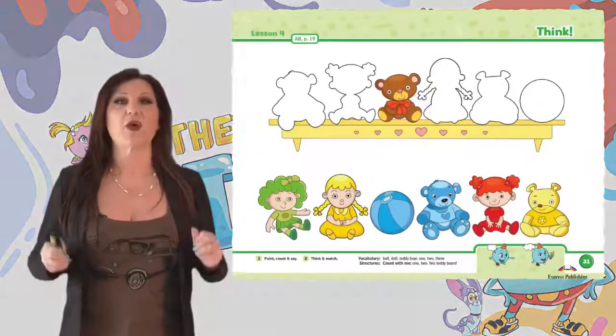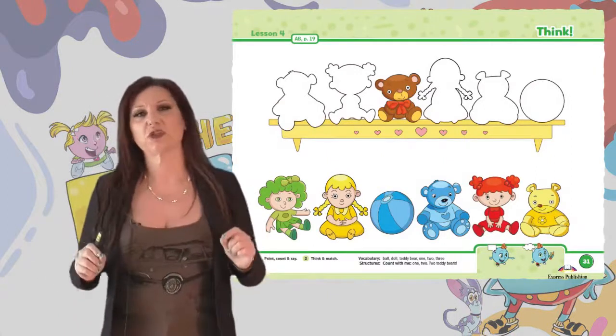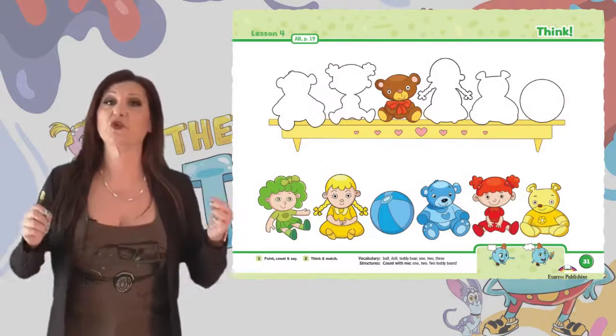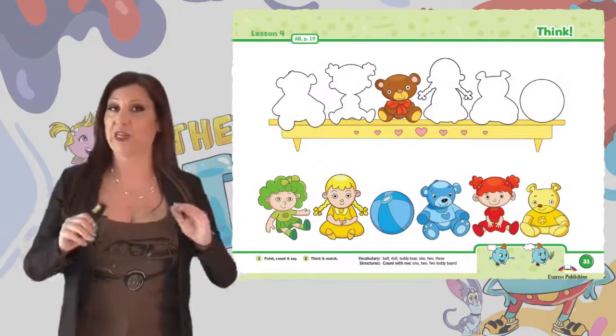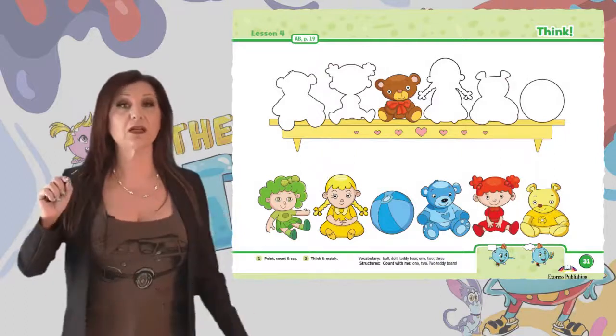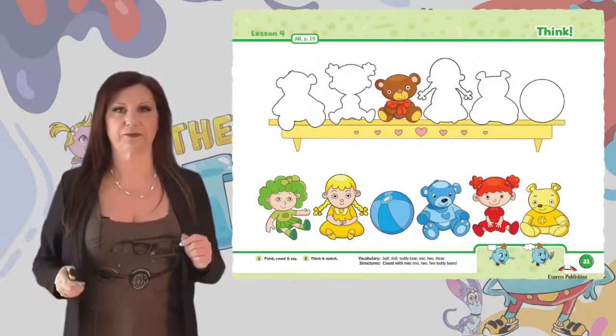In lesson 4, we have a new system here. Just because the children are very, very young, it doesn't mean that we shouldn't start triggering their thinking skills. So in lesson 4, in every module, we have a new section which is called Think. Here, the students will need to observe and identify shapes.